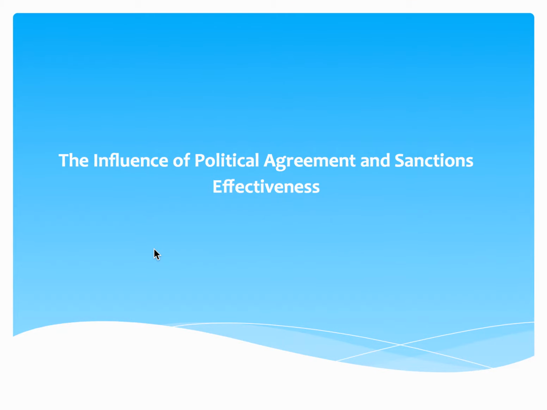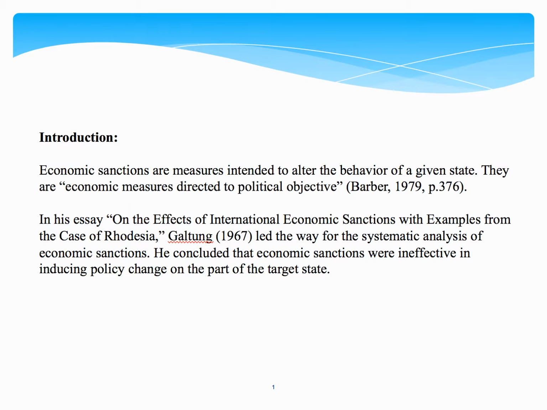Hi, this video is for the study on the influence of political agreement and sanctions effectiveness. In this study, I define economic sanctions as Barber did in 1979. Economic sanctions are measures directed to political objective.